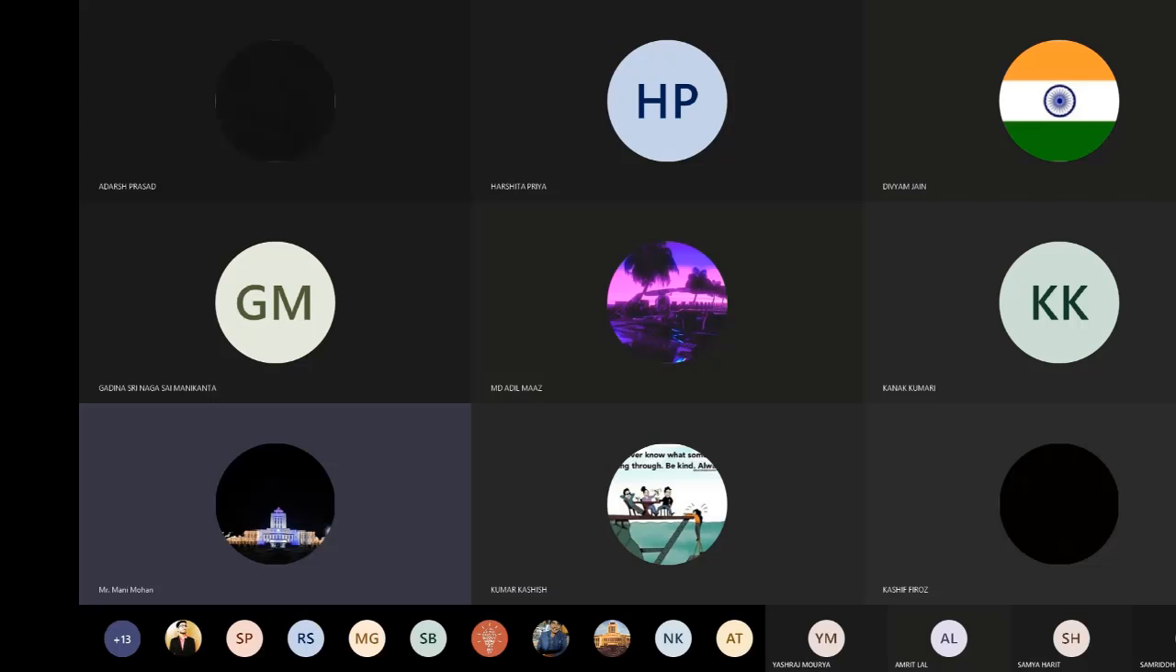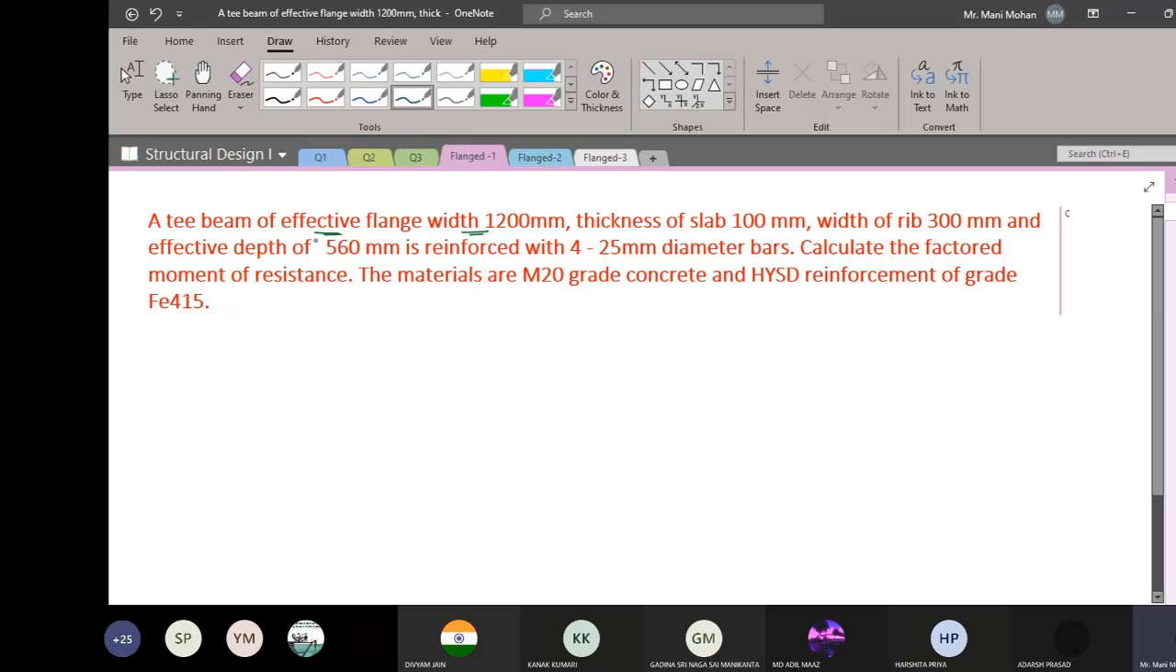You get the effective flange width. So you should not worry. I'm going to have one problem where you are supposed to compute the effective flange width. Okay? But here to start up, this effective flange width is given to you, and it is 1200 mm.